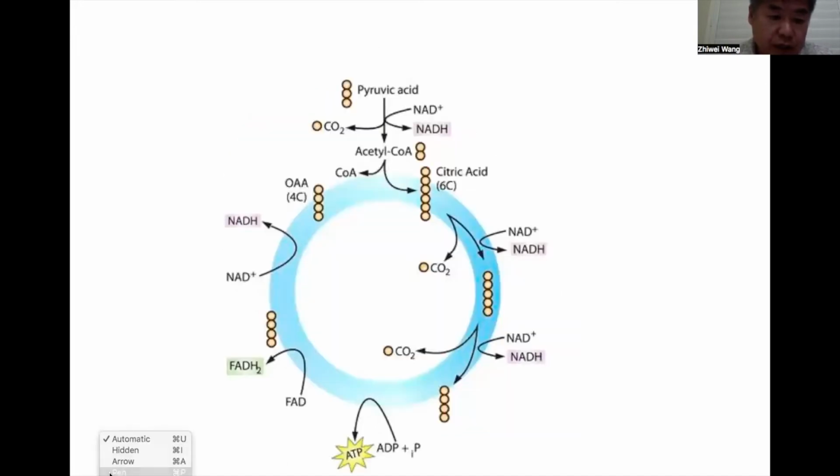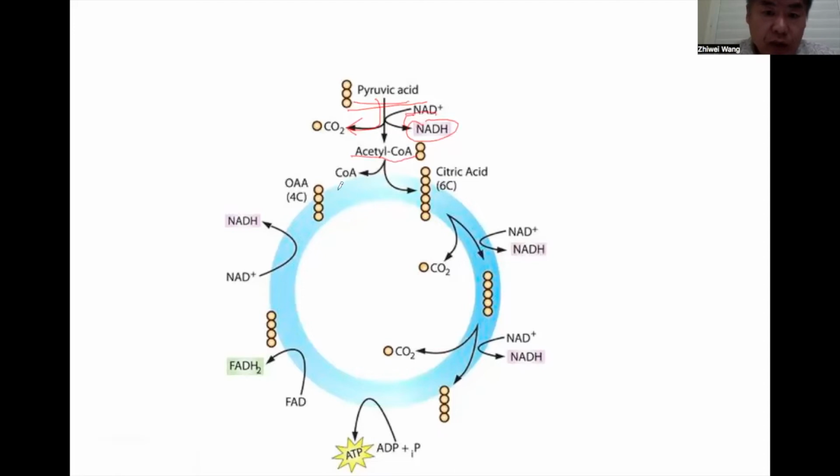And here is just a flow chart of the pyruvate oxidation and the TCA cycle. So the pyruvic acid loses 1 carbon in the first step, and NAD is reduced into NADH. So that's the first NADH produced in this step. And when pyruvic acid loses one carbon, you have acetyl-CoA produced.